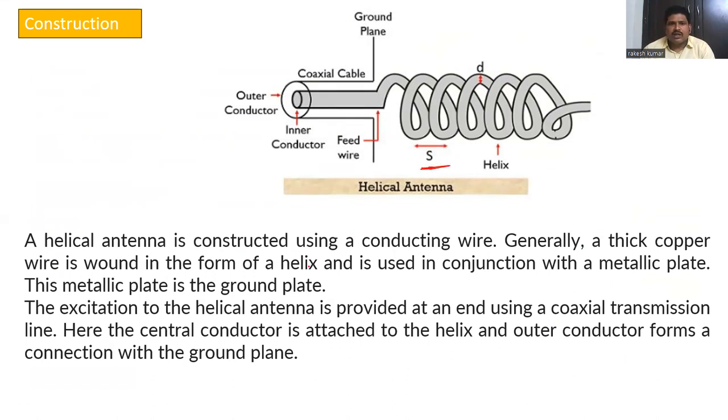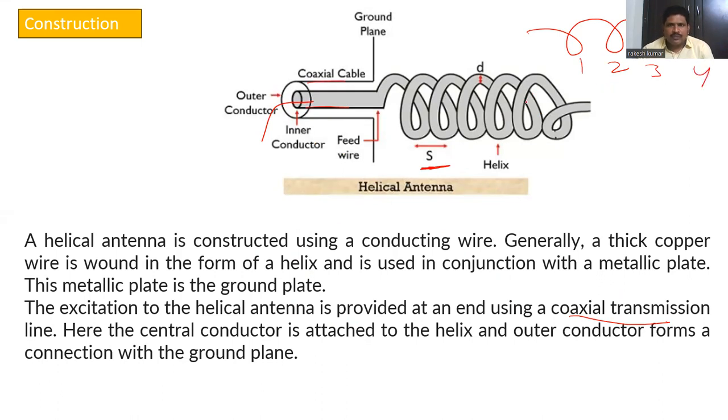A helical antenna is constructed using a conducting wire. Generally, a thick wire is wound in the form of a helix and is used in conjunction with a metallic plate. The excitation of the helical antenna is provided by using a coaxial transmission line. So using this coaxial transmission line, we can excite the helical antenna. For example, this is one turn. How many turns are there here? 1, 2, 3, 4 turns are there.